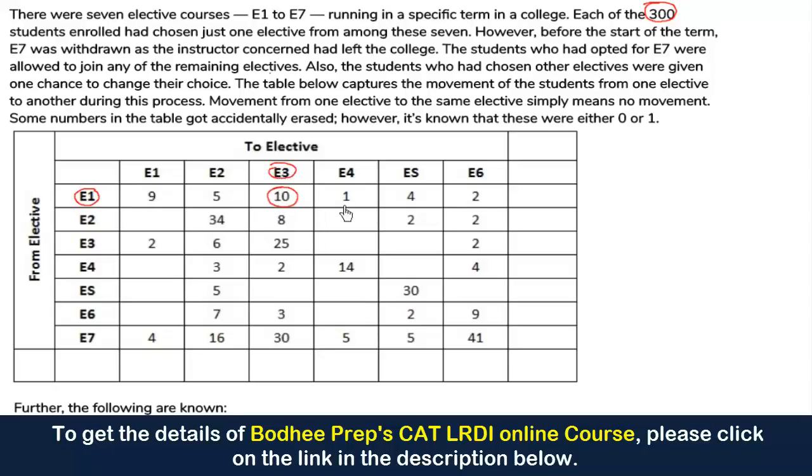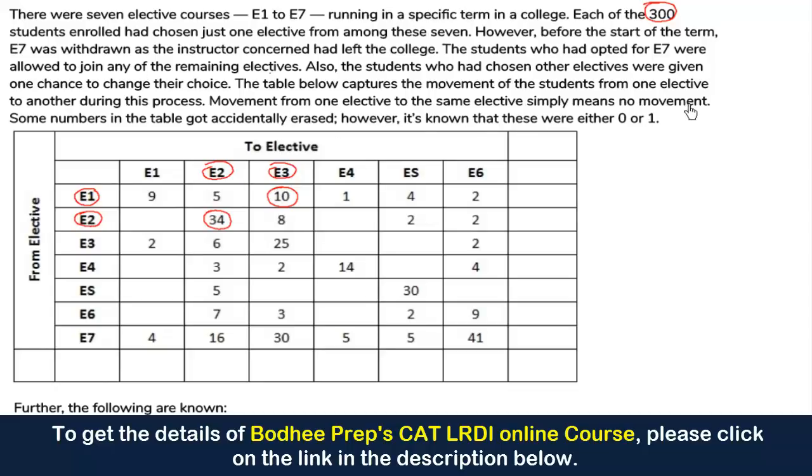So if I take the rows, these are the number of students for that particular row who had taken that elective earlier, before the change. And if I take the column, then that is the number of students who have taken that elective after the change, right? One more example: if I take the number 34, this 34 is the number of students who didn't change from one elective to any other. Earlier they had taken elective E2 and later also they remained in elective E2, right?